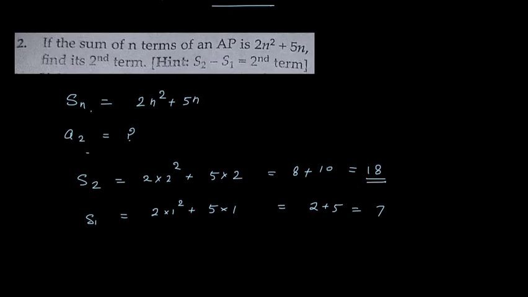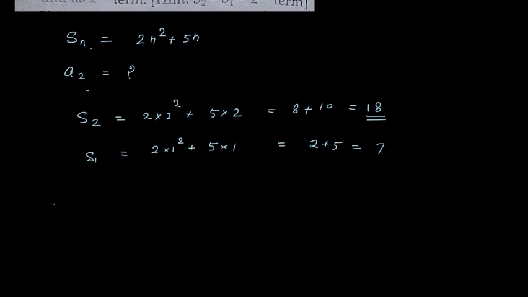Now s2 minus s1 is your second term. So therefore here we say that a2 is equal to s2 minus s1, which is 18 minus 7. So 18 minus 7 is 11. So 11 is your second term.